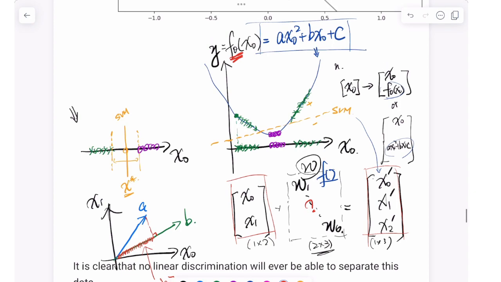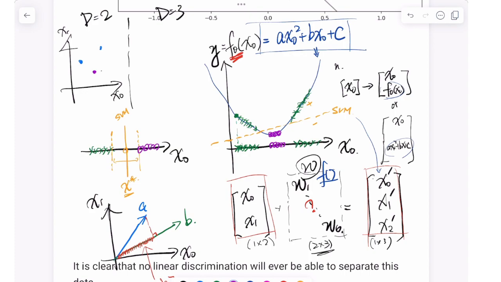okay, so we have dimensions. Originally we have several data points, right? This one, and for example this one. Originally we have n data points. Okay, we have n data points.